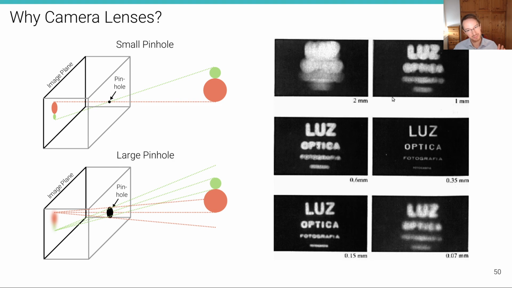And if I start decreasing the pinhole, I have to increase the shutter time because the light arriving at the sensor becomes less and less. And if I'm decreasing it even further, then it doesn't become sharp anymore because of the diffraction effects at the pinhole, and I get again a blurry image.